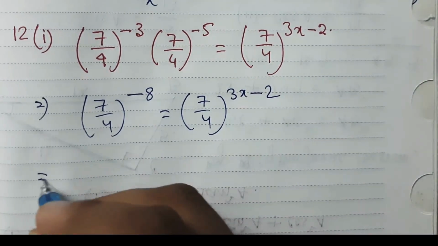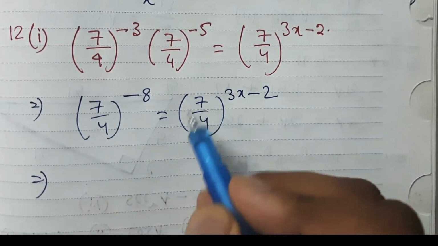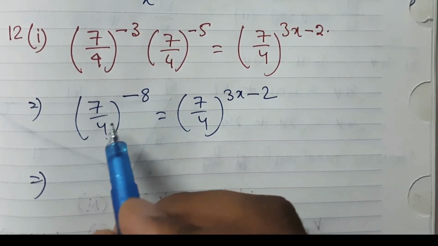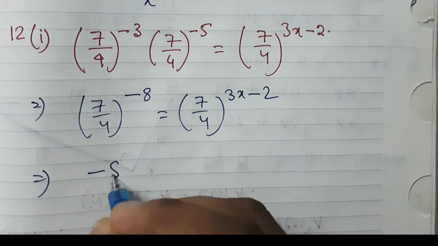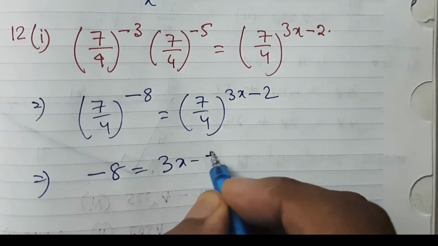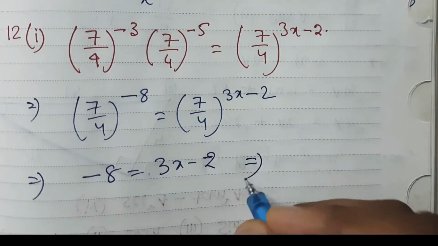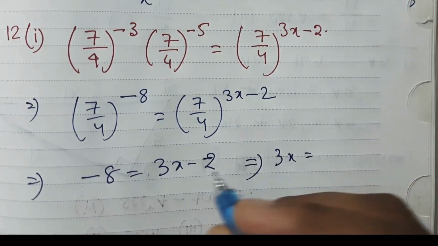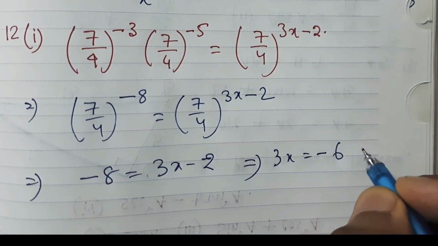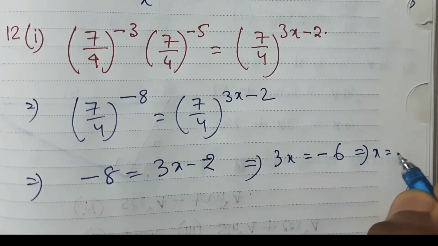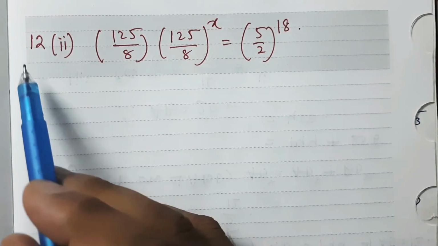Is it fine? Now see, in the left hand side 7 by 4 is the base, in the right hand side 7 by 4 is the base. Okay, so now I can just compare the powers. So straight away I can write minus 8 equal to 3x minus 2. Okay, and from here you can just find out the value of x, which is 3x equal to, so this will go to this side and this will be minus 6. So x will be minus 2. So this is problem number 12 part 2.